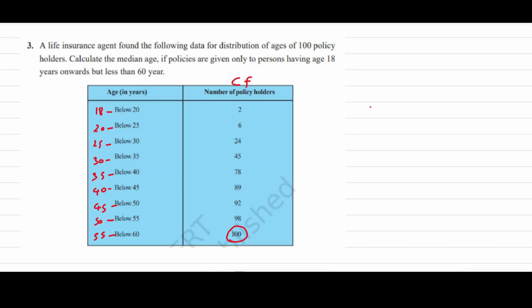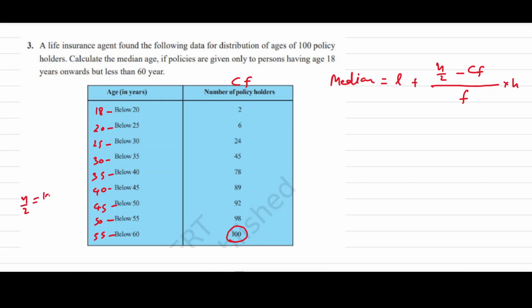Now first we should write the formula for median. What is the formula for median? This will be L plus n by 2 minus CF over f into h. This is the whole understanding. So what is n by 2? Here n is 100.